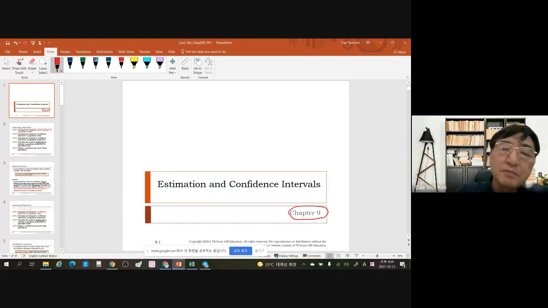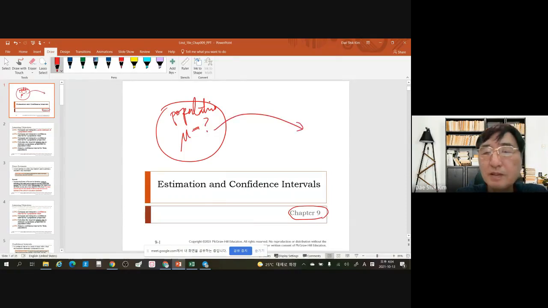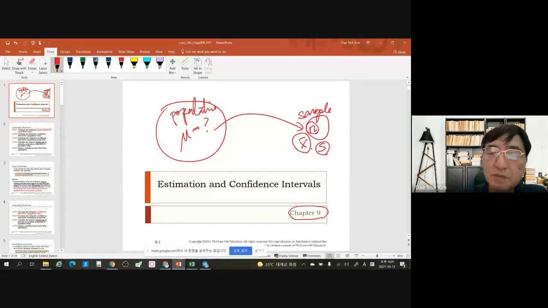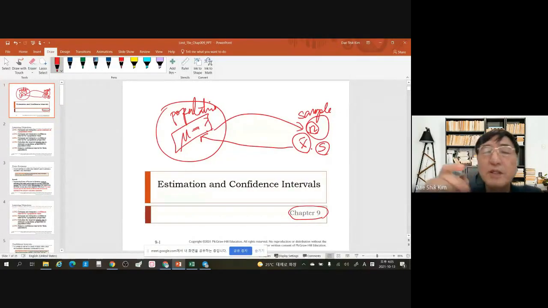Chapters 1 through 8 are a foundation for all the following subjects. For example, for a population, mu and standard deviation we do not know, so we will take some samples. Sample size is a small n. Then we calculate the sample mean and sample standard deviation. Using these three, sample mean, sample standard deviation, and sample size, we will try to estimate what mu is. Where is mu? What is the value?